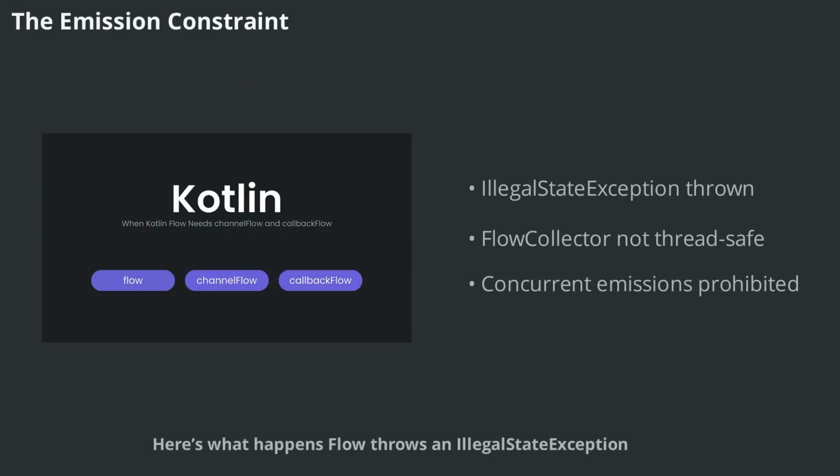Here's what happens: Flow throws an IllegalStateException, stating that emission from another coroutine is detected. This is because FlowCollector isn't thread-safe, and concurrent emissions are strictly prohibited. The coroutine logic is valid, but Flow enforces a rule: emit must be called from the same coroutine that runs the collection chain. Violating this rule stops execution and highlights Flow's core limitation.